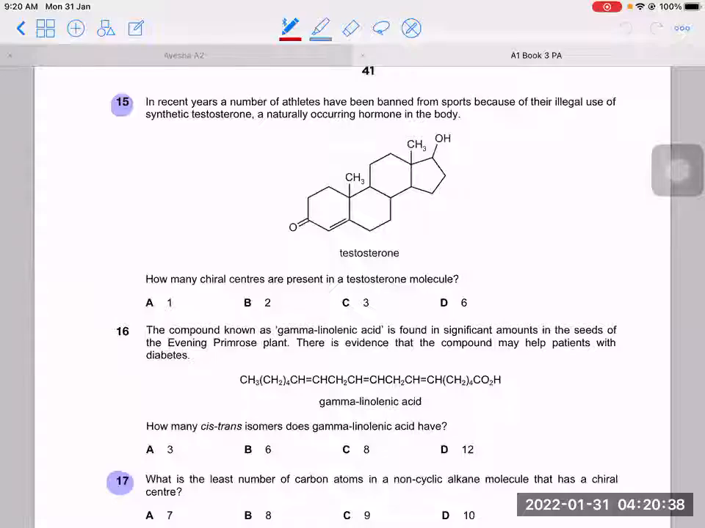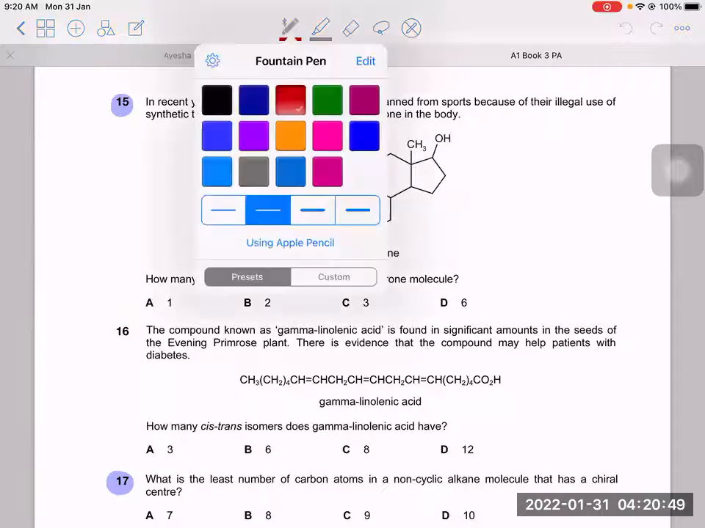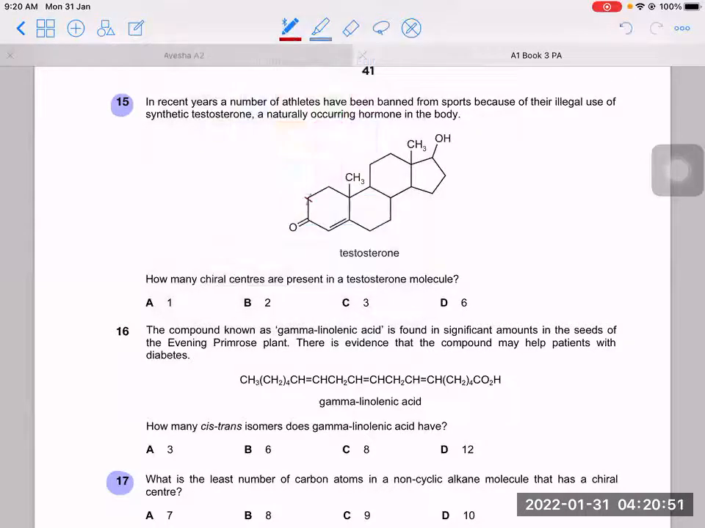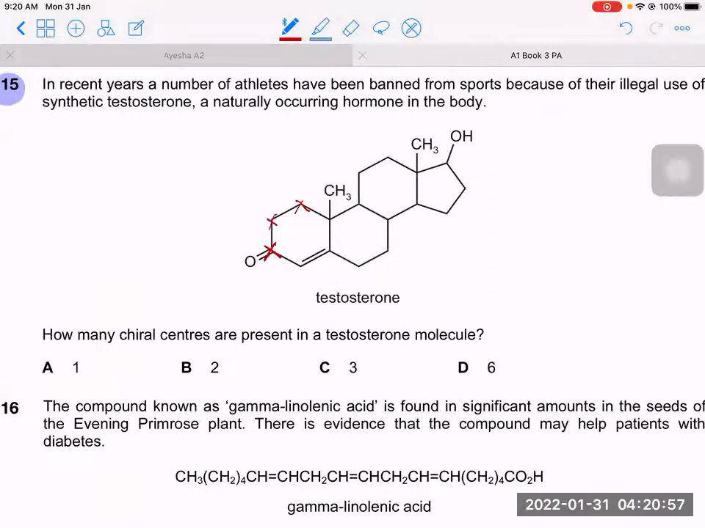Let's start with question number 15. How many chiral centers are present in a testosterone molecule? Now let's see how many chiral centers are present here. You must always exclude the ones which are on the corners like this because they will have two hydrogens. Then this one can't be chiral because it has a double bond.